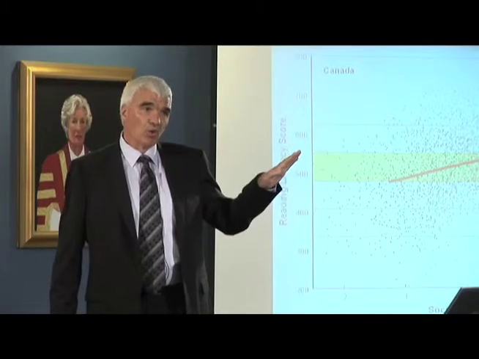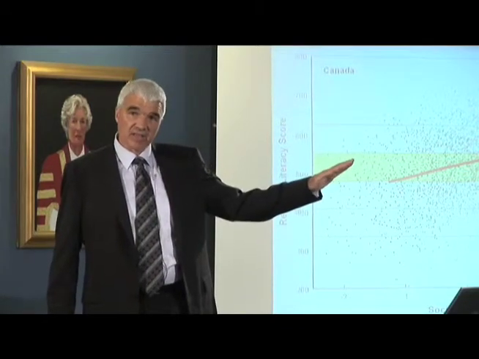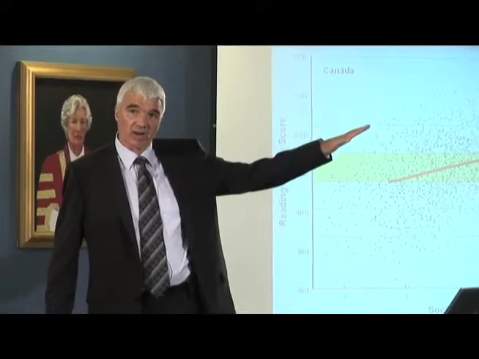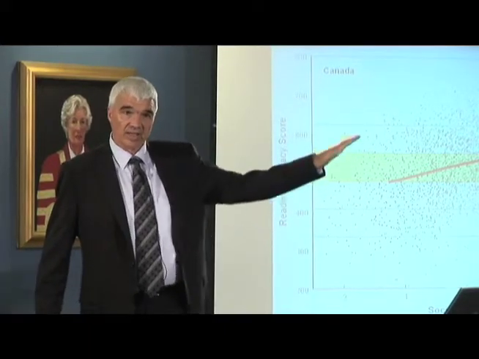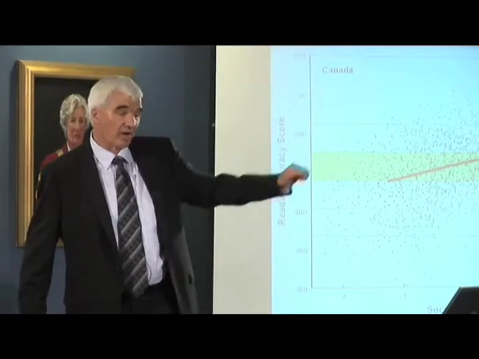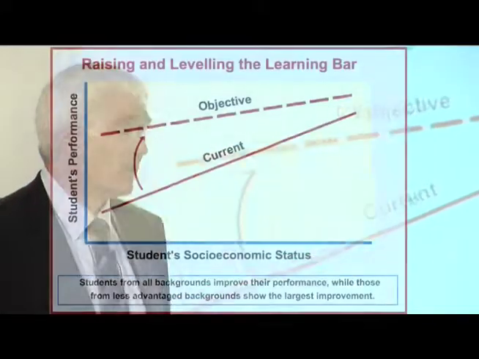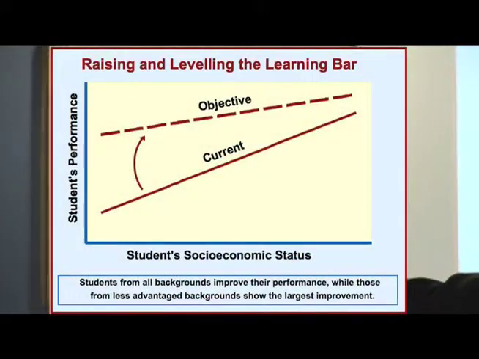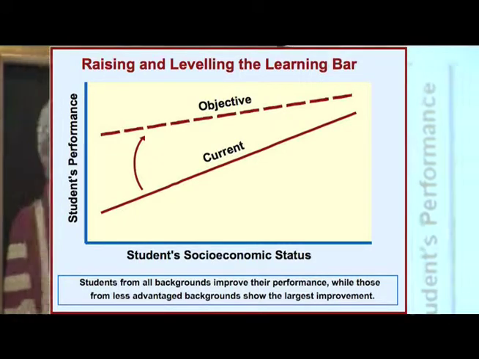I think of the goal of social policy then, or in this case educational policy, is to raise that bar up and to level it. Raising it up means everyone's doing better. Leveling it means that you have less disparities between kids from rich and poor families. So there's a little graph showing the idea. You might have a gradient sitting here and we want to raise it and level it.